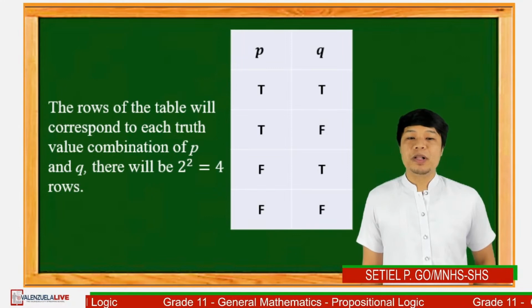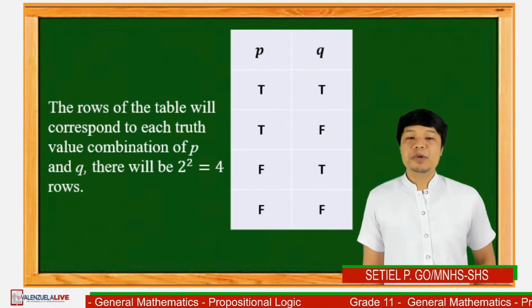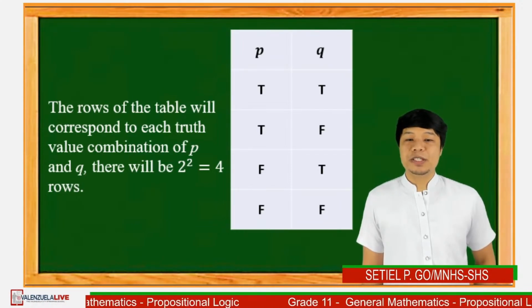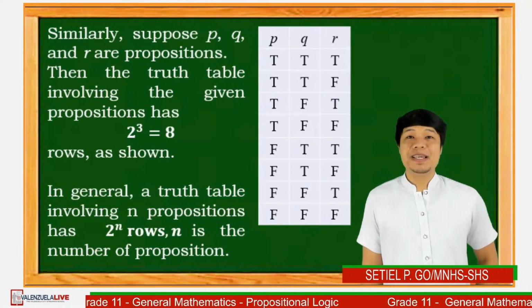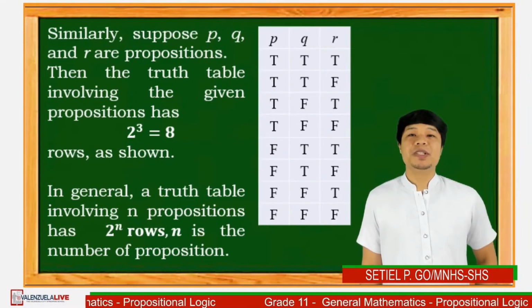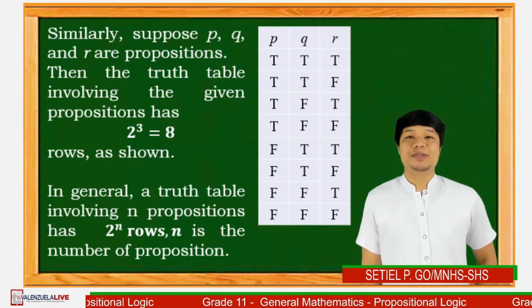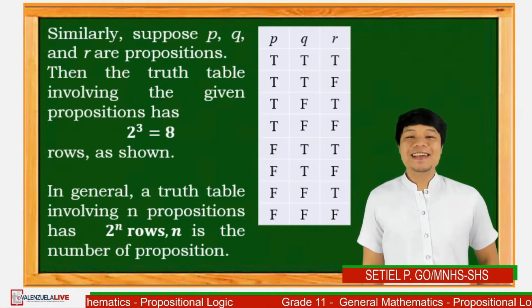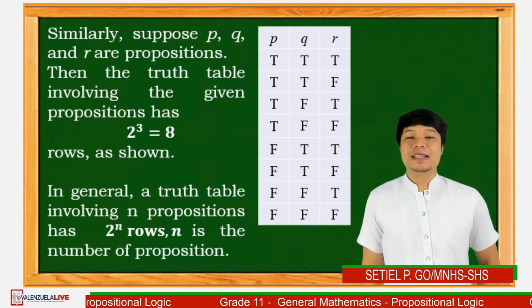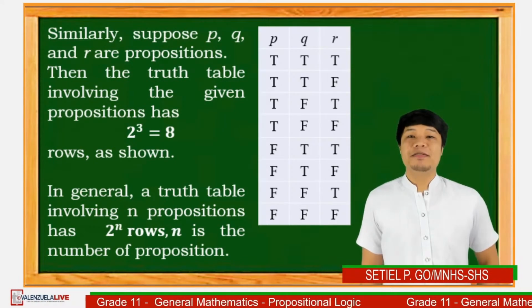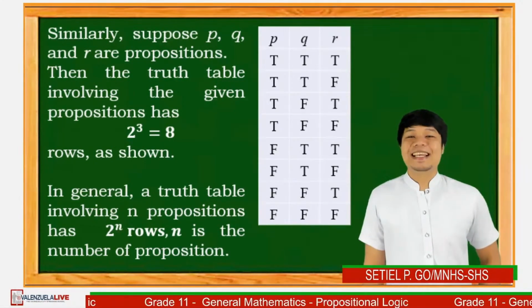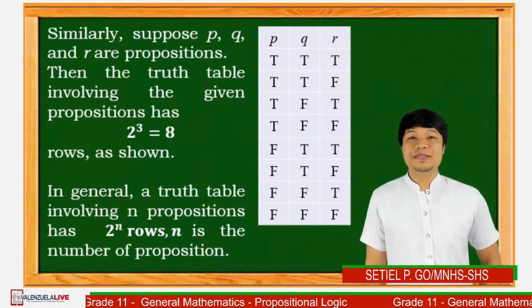The rows of the table will correspond to each truth value combination of P and Q. There will be 2 raised to 2 is equal to 4 rows. Similarly, suppose P, Q, and R are propositions, then the truth table involving the given propositions has 2 raised to 3 is equal to 8 rows, as shown in the table. In general, a truth table involving n propositions has 2 raised to n rows, wherein n is the number of propositions. Grade 11 students, can you still follow?